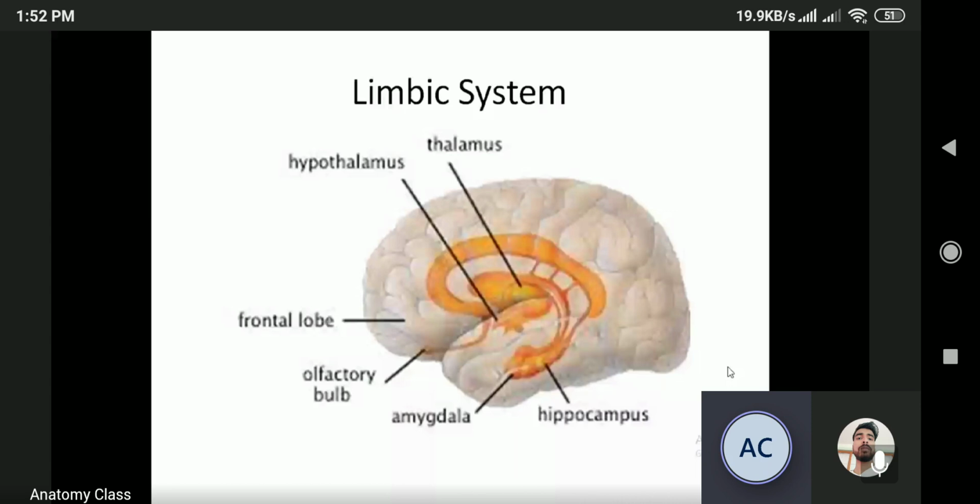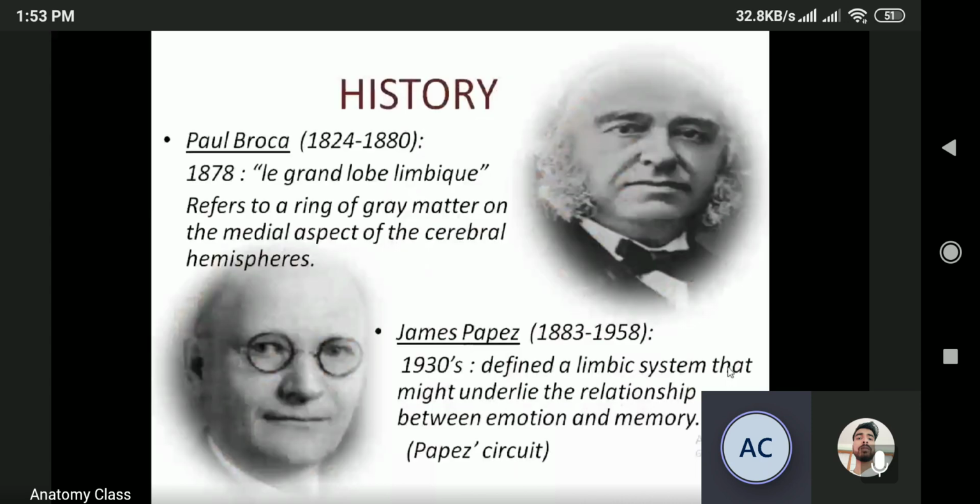Okay, so this limbic system was first described by Paul Broca, and he defined the limbic system as a ring of gray matter on the middle aspect of the cerebral hemisphere. While James Papez was there, who derived a closed circuit named after himself, the Papez circuit, which described the relationship between the limbic system and its association with emotions and memory. This is some historical aspect of the limbic system.